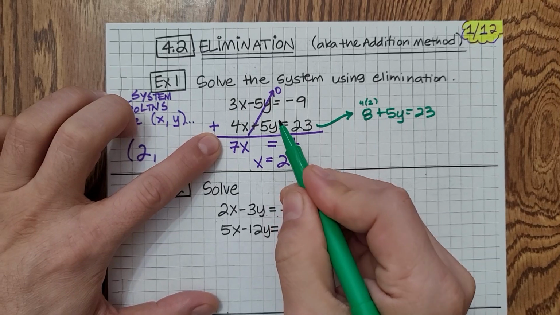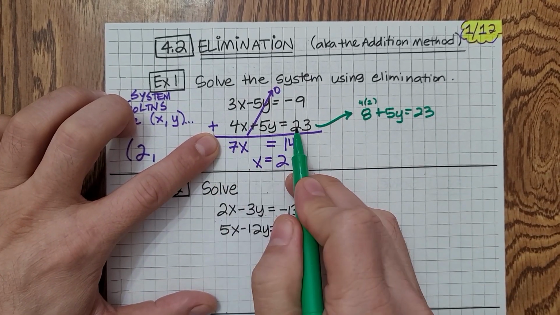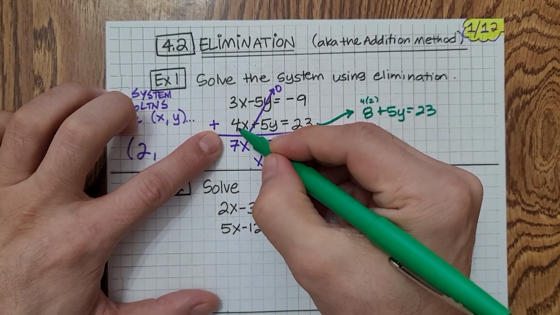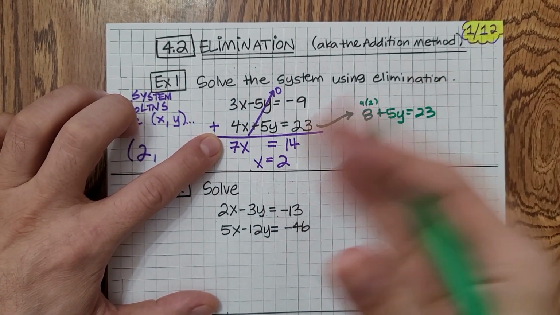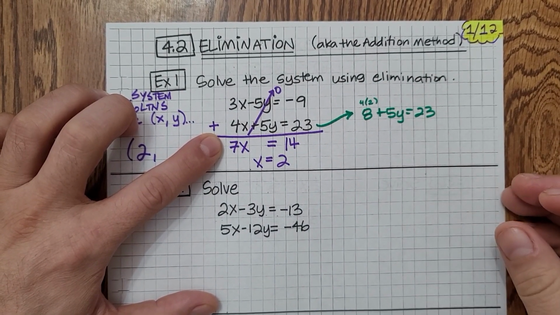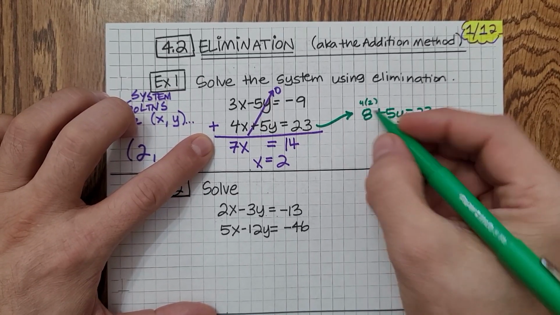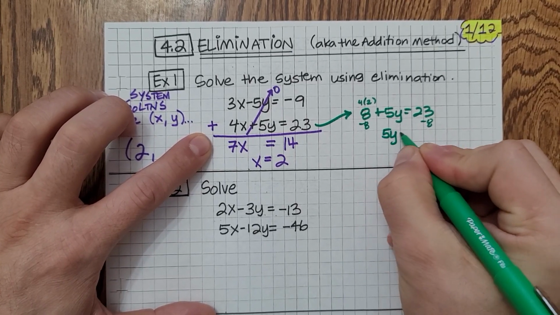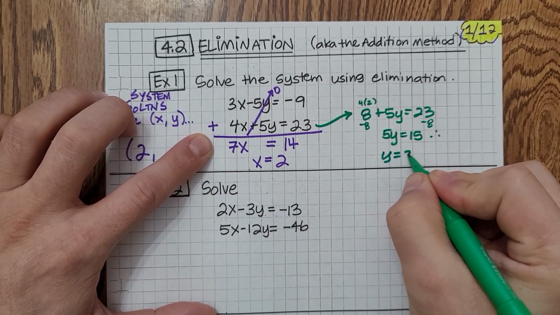Why did I choose the second equation to solve for y? Just because it's all positive numbers. Even though they might be a tiny bit bigger, 4x is a little bit bigger than 3x, and 23 is definitely bigger than negative 9. They're all positive numbers. But again, it's your choice. It does not matter which one you use. You should come up with the same answer either way. Subtract 8 from both sides. 5y equals 15. Therefore, y equals 3.